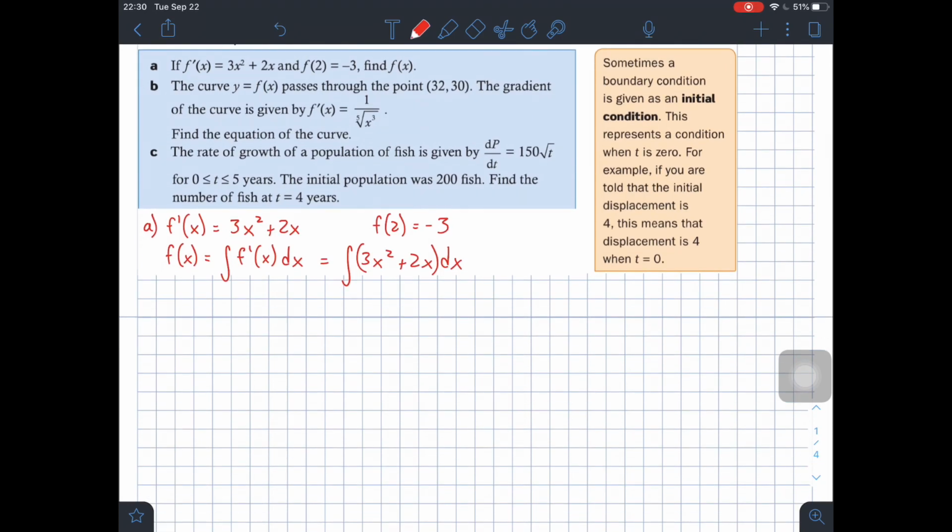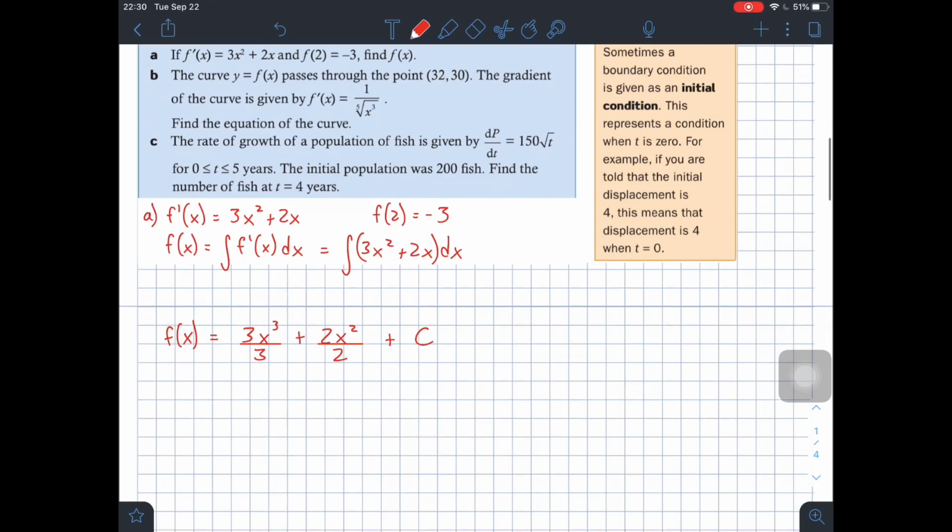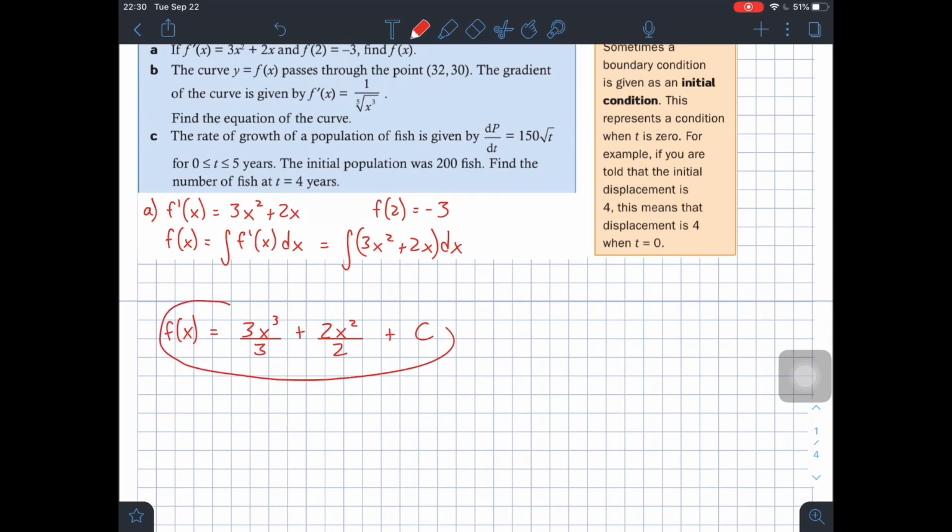So we're going to say that f of x is equal to, if we find the integral of this expression, it's 3x cubed over 3 plus, and the integral of 2x, that's 2x squared over 2. And then we have the famous plus c, right? We always need to write the plus c. So this is the first general expression we get for f of x.